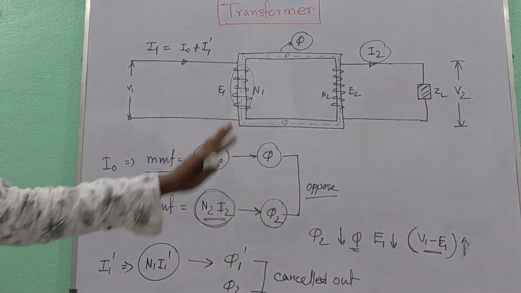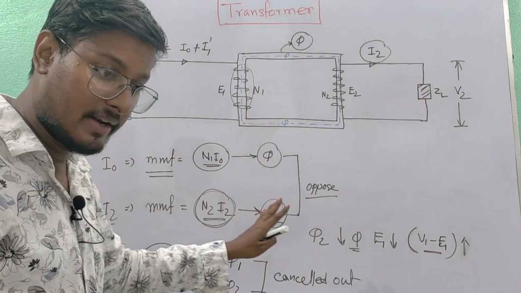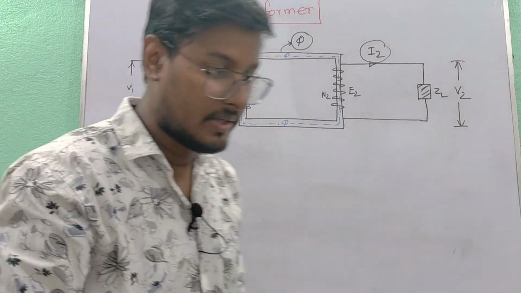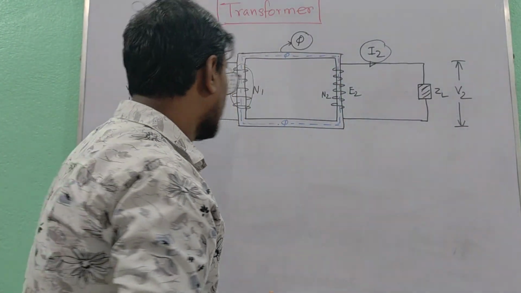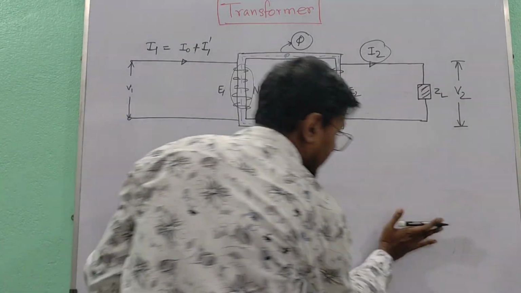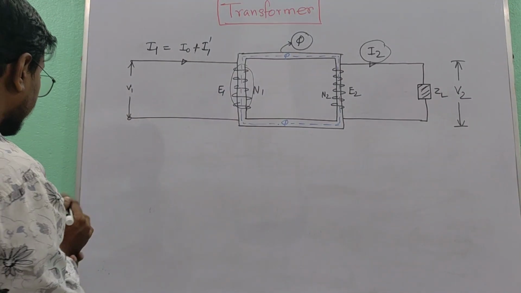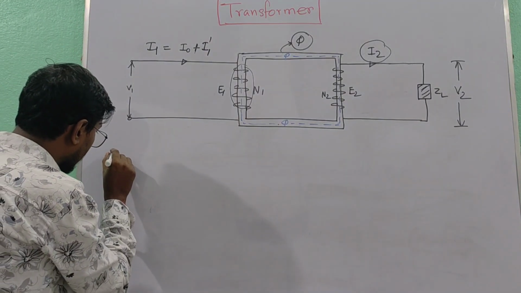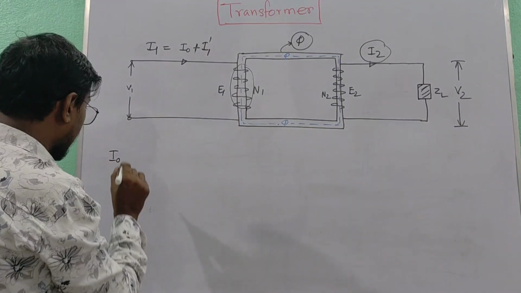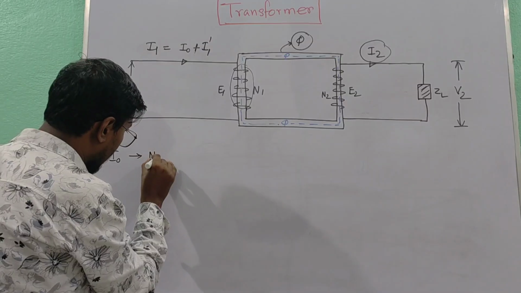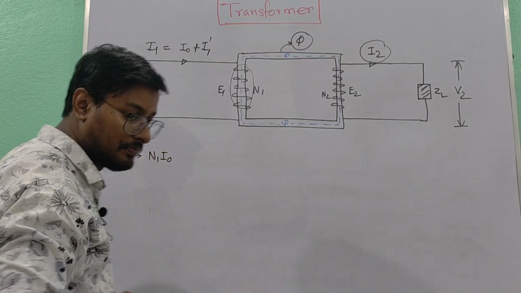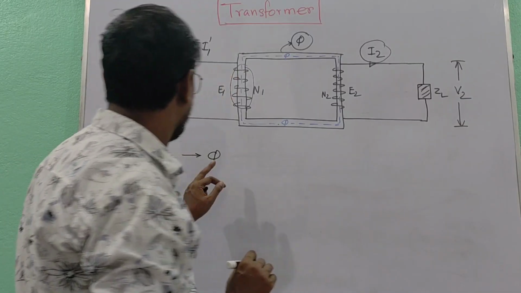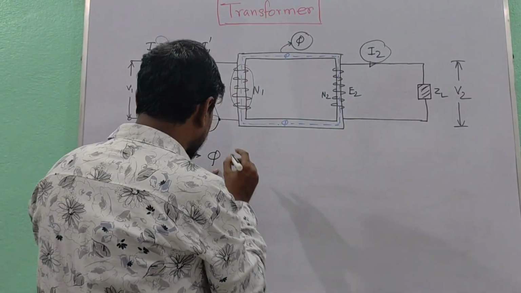So these are the phenomena that happen in a transformer when it is loaded. To memorize it, let us put it in a very simplistic manner. You can copy whatever I am writing now. So no load current I0 sets up an MMF N1 I0, which produces the main flux in the core, the mutual flux in the core.